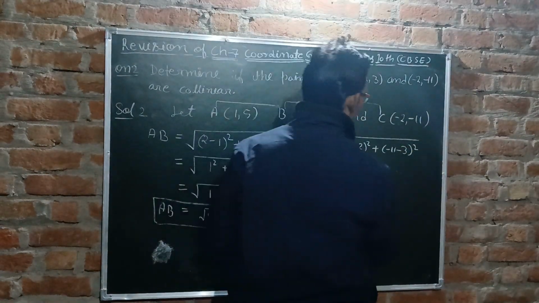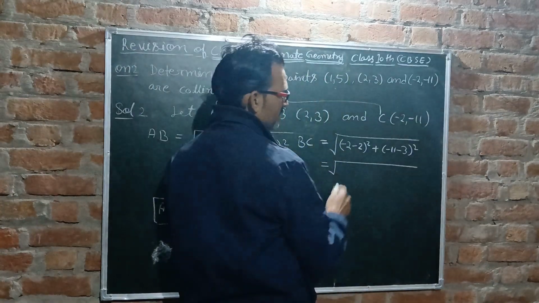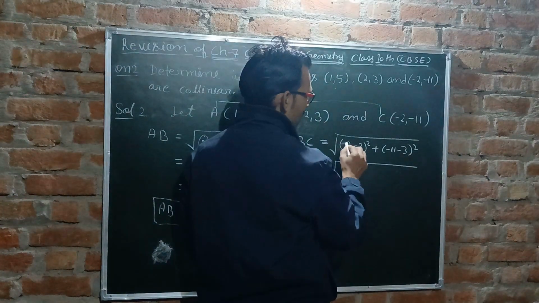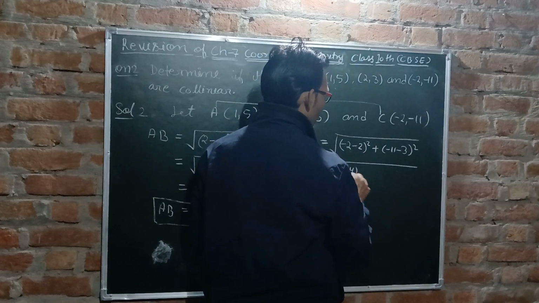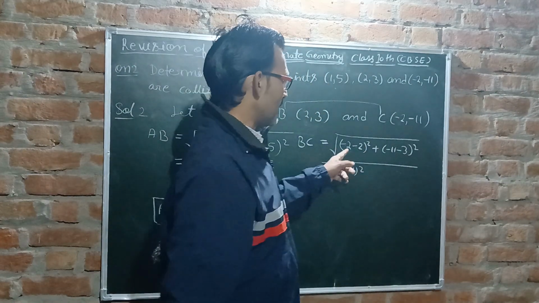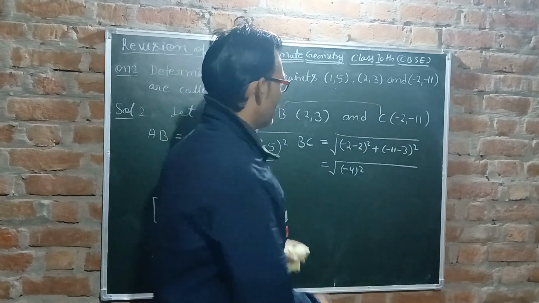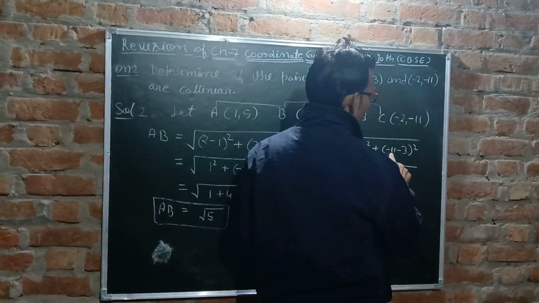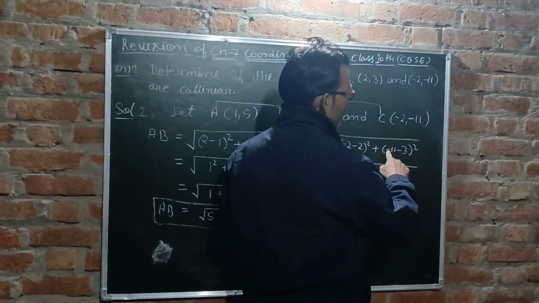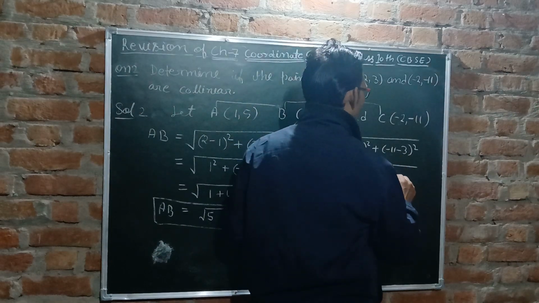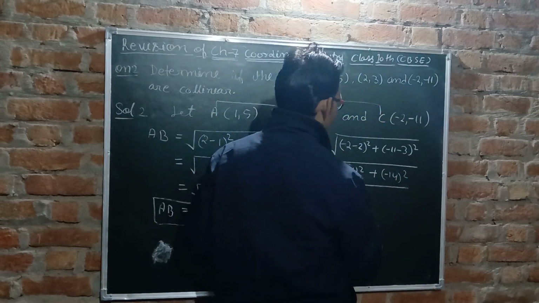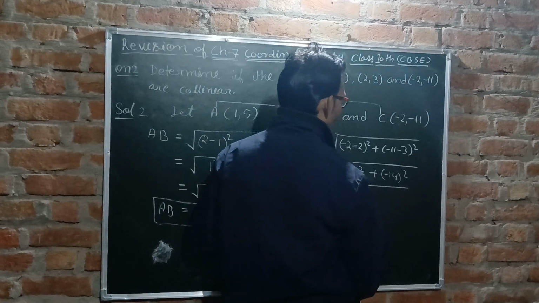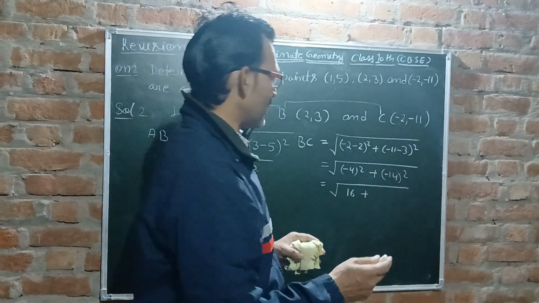So students, I will solve it. You can see minus 2 minus 2 will be minus 4, and minus 4 whole square. Why minus 4? Because the greater number is negative. And minus 11 minus 3 is minus 14, so minus 14 whole square. It will be 4 fours are 16 plus square of 14, which we get as 196.